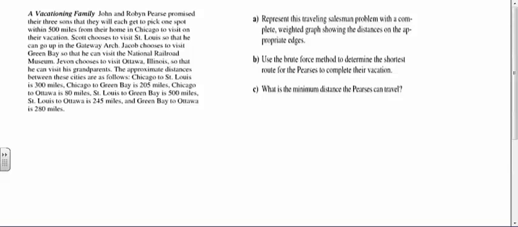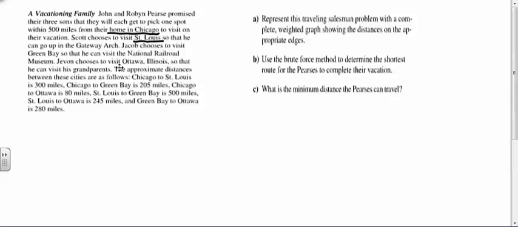So in this problem, we have a family, and they are going on vacation, and they had their kids pick different spots within 500 miles of their home, and then they're going to go on a trip to all of these different places. So by reading this, let's underline some important information. Their home is in Chicago, and one of their kids wants to go to St. Louis to go in the Gateway Arch.